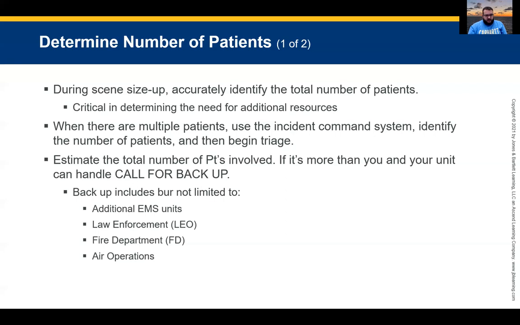When it talks about calling for backup, at this point that can be anybody that will show up. We will call for additional EMS units, law enforcement, the fire department, and other air operations if you're on an air crew. Those are all your sources of backup. Additional EMS units could also be another service provider that you may have an MOU with, a memorandum of understanding, so that if there's a situation, you can reach out and help each other. Normally you wouldn't cross lines unless something traumatic happened and your resources were taxed.